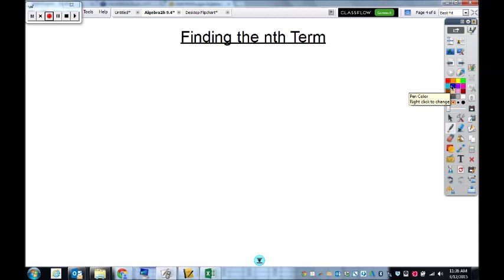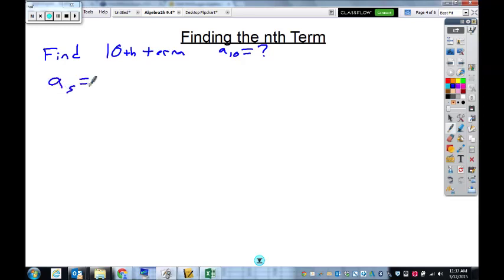All right, so next we're still finding a given term, but instead of them giving us the first 5 terms, they're only going to give us 2 terms, okay? So we're trying to find the 10th term, which is a sub 10. And we are given that a sub 5 equals 96, and a sub 7 equals 384.